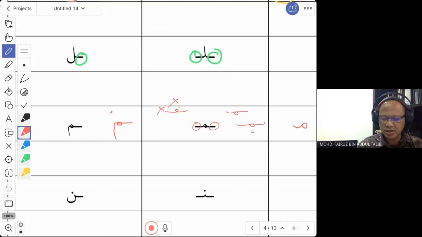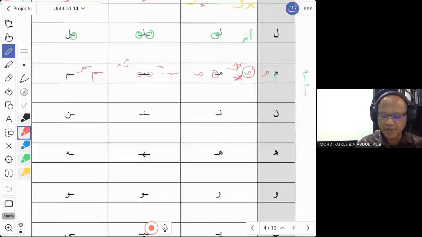You can do this, or you can also do this. That is also correct. All right, it's up to you. Okay, so that is for the rule of meme. Then we have non.